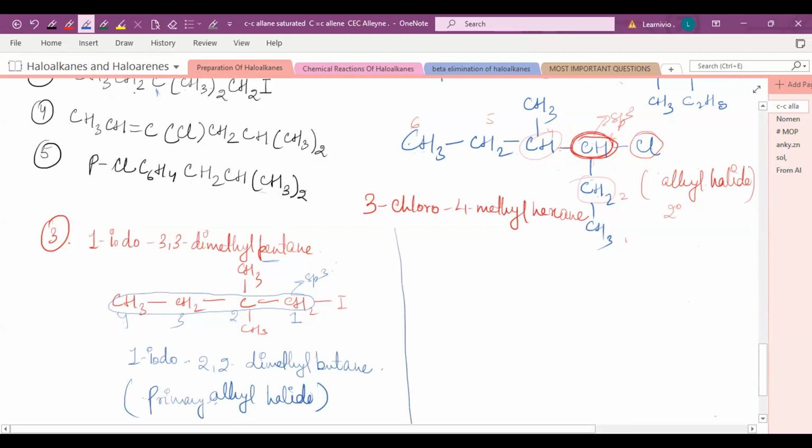Okay, fourth one. Have you done the fourth one? No, ma'am. Okay, do that. First, draw the structure. It's very simple. The bracket part represents the substitution on the carbon before it. So the chlorine is attached to this carbon. Similarly, this carbon has 2 methyl groups attached, this CH. First, try to draw the structure.